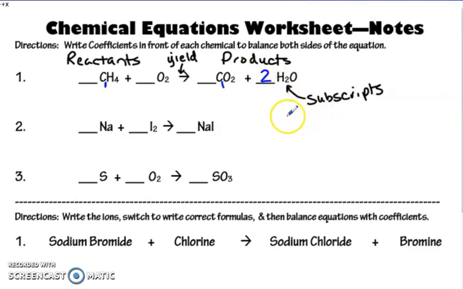This multiplier has a special name. It is called a coefficient. And it is a multiplier for everything behind it. So like if I was going to put a 2 in front of this one, it would go all the way to the next plus sign. So it would double up the number of carbons, double up the number of oxygens if I did that. But that doesn't work for this one.